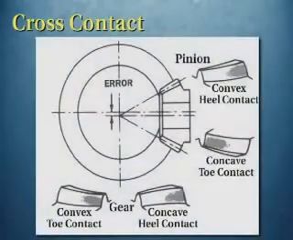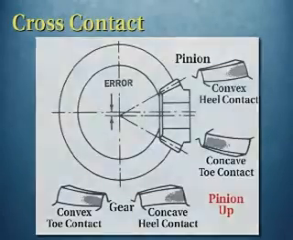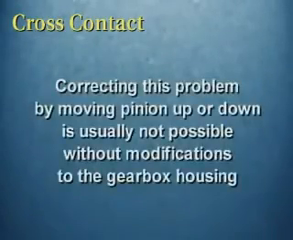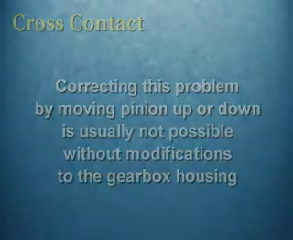If the pinion is too low, the convex side of the gear has toe contact and the concave side has heel contact. Again, corresponding contact errors are also found on the pinion. To correct this error, the pinion would need to be moved up. Be sure to note that correcting this problem by moving the pinion up or down is usually not possible without modifications to the gearbox housing.